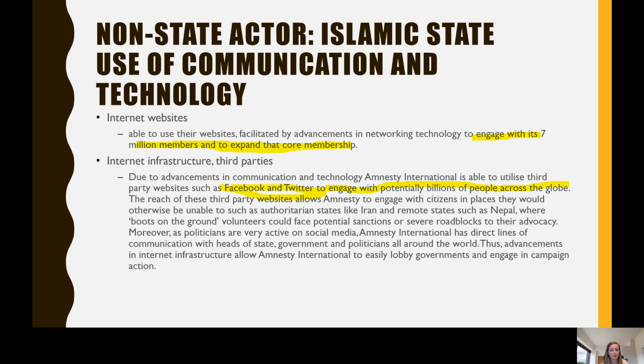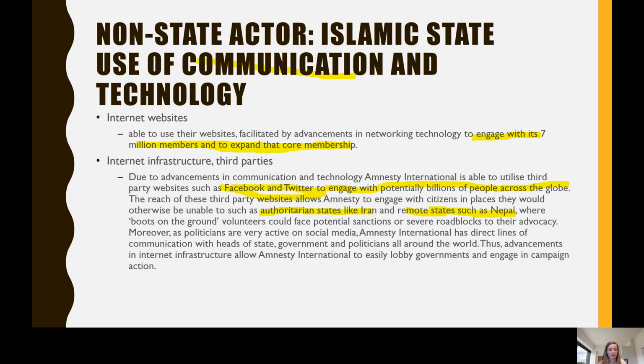And they've also been able to engage with people who in the past they probably wouldn't have been able to. So in authoritarian states like Iran or remote states like Nepal, they have been able to engage with those citizens through the media. So that does allow them to communicate with others. So technology has been good for them. It's allowed them to rally their members, but also to communicate with people in far off places. They've also been able to engage with politicians who are active on social media.